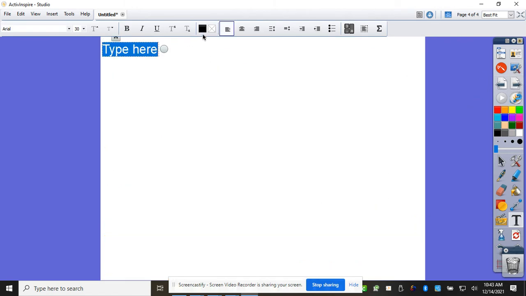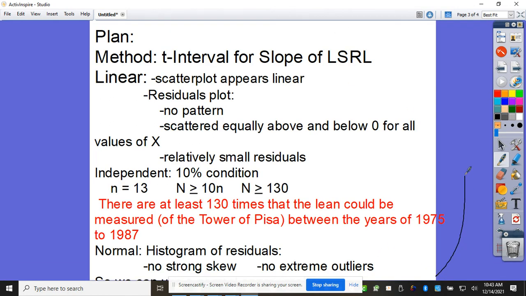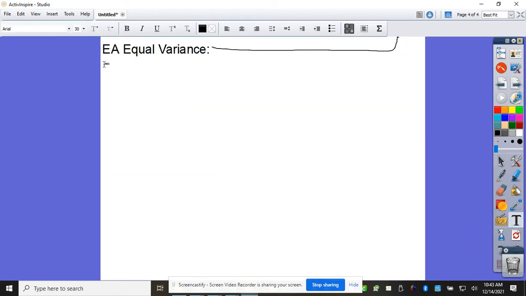What's my next letters? So here is where I could do this and just be very distinct that this is the one that you are pointing to, and that is fine. There's no reason to rewrite all that. I checked the residuals plot to make sure the residuals plot was scattered equally above and below 0 for all values of x. What's my last condition?